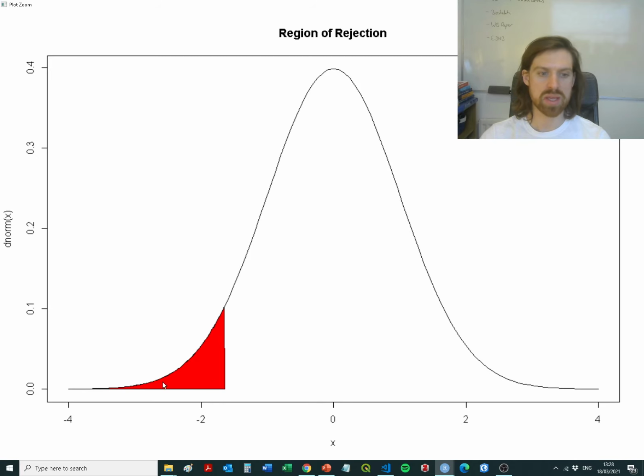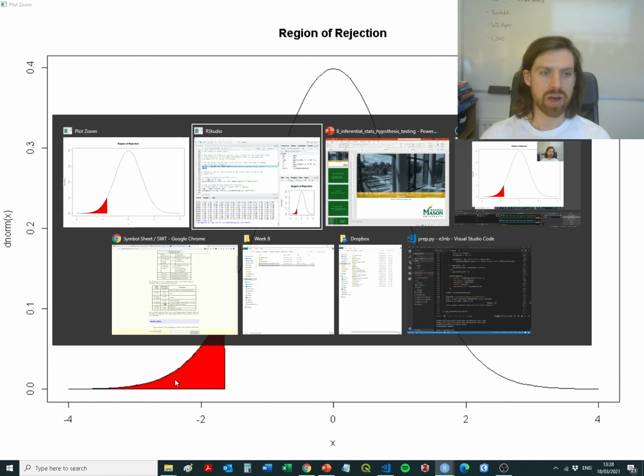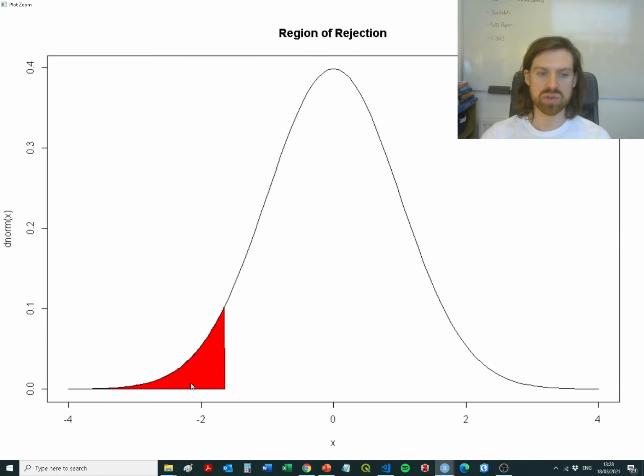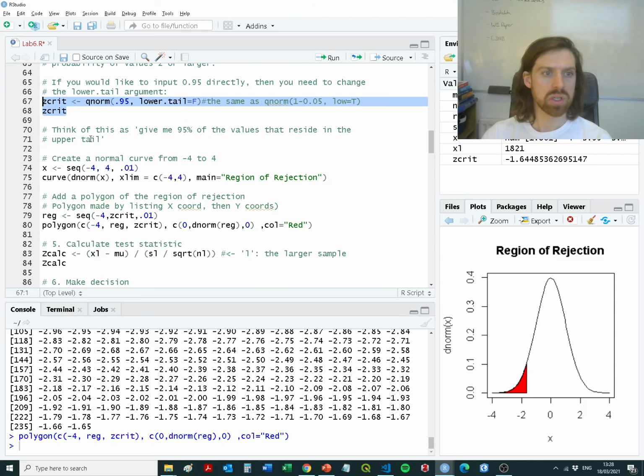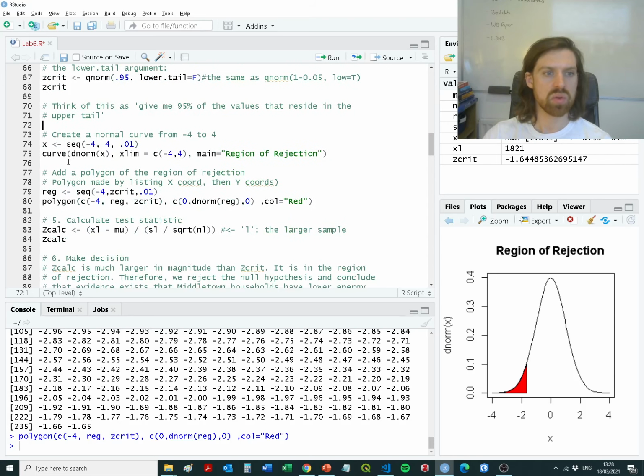So this should be approximately 5% of the values that fall down here, and 95% of the values which fall above. Okay, great. So let's continue now.